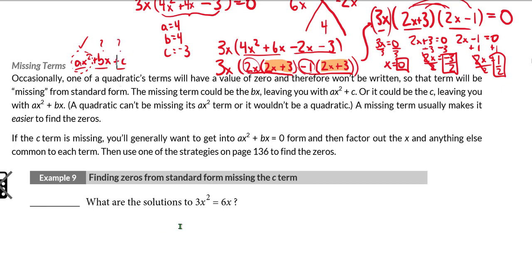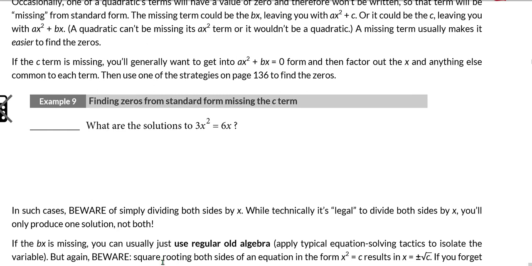And generally, when you're missing a term, things do actually get a little bit simpler, a little bit easier to find your solutions or zeros. A lot of times, very basic algebra becomes involved.